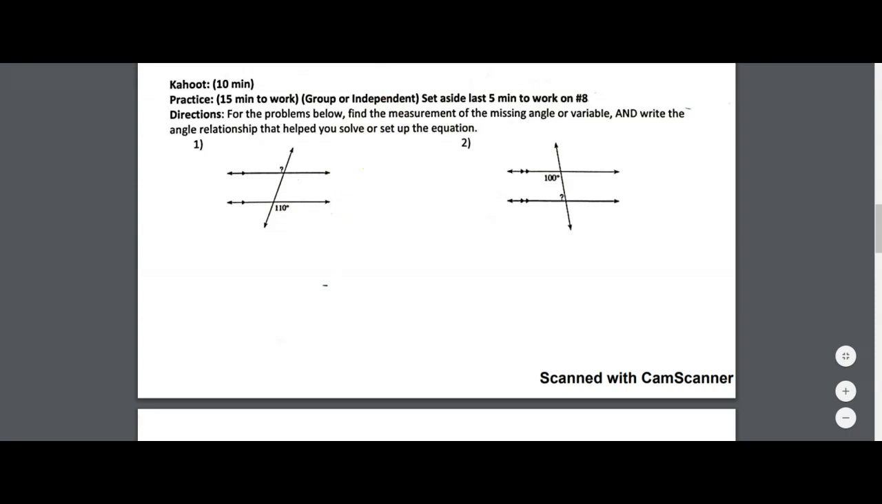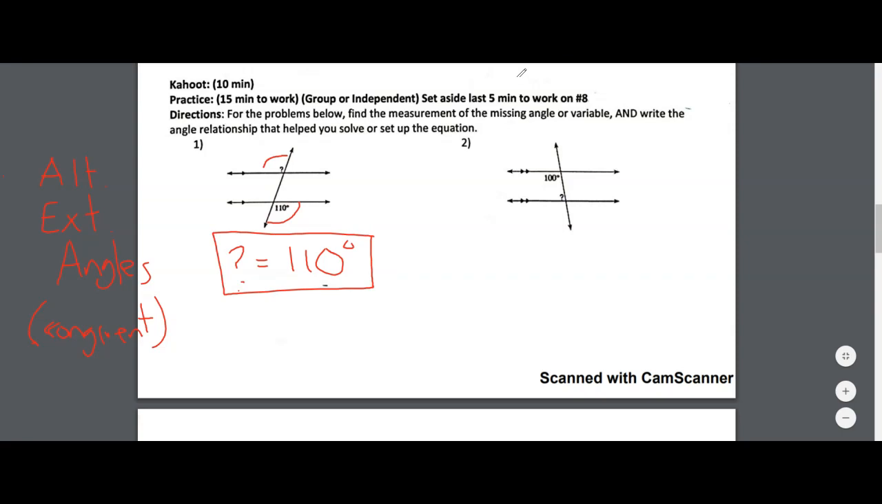All right, so for number 1, we have two angles. We have angle question mark and angle measurement 110. These are alternate exterior angles. And this means that they are congruent. So if they're congruent, there's really not much work to do, right? If they're congruent, it means they have the same measurement. So the question mark is equal to 110 degrees. That's it. Key part is, though, make sure you write down the angle relationship.